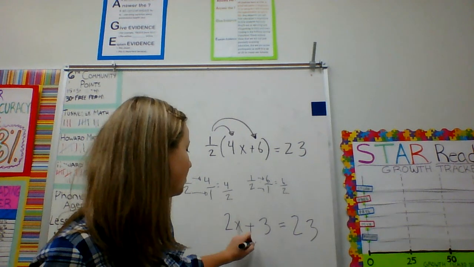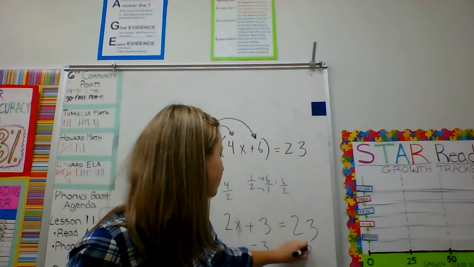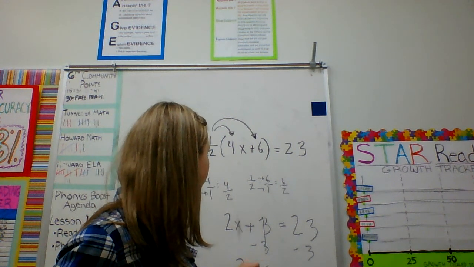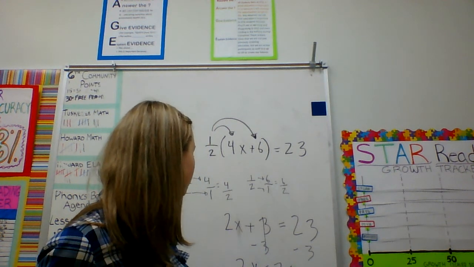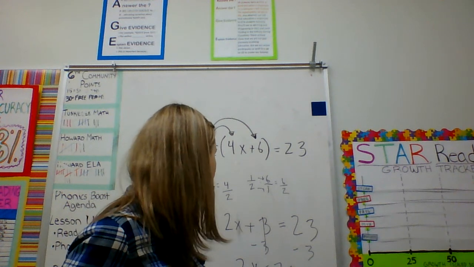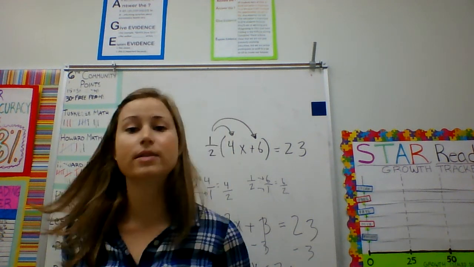So now this is a 2-step equation. Subtract 3. 2x is equal to 20. Divide both sides by 2. This is just a 1-step equation. And x is equal to 10.